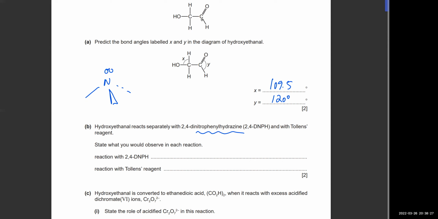State what you would observe: it would give an orange precipitate. Will it react with Tollens'? Aldehydes do get oxidized, okay? So with Tollens' you'll get a silver mirror. Sir, what will happen with ketone? With ketone there's no reaction.